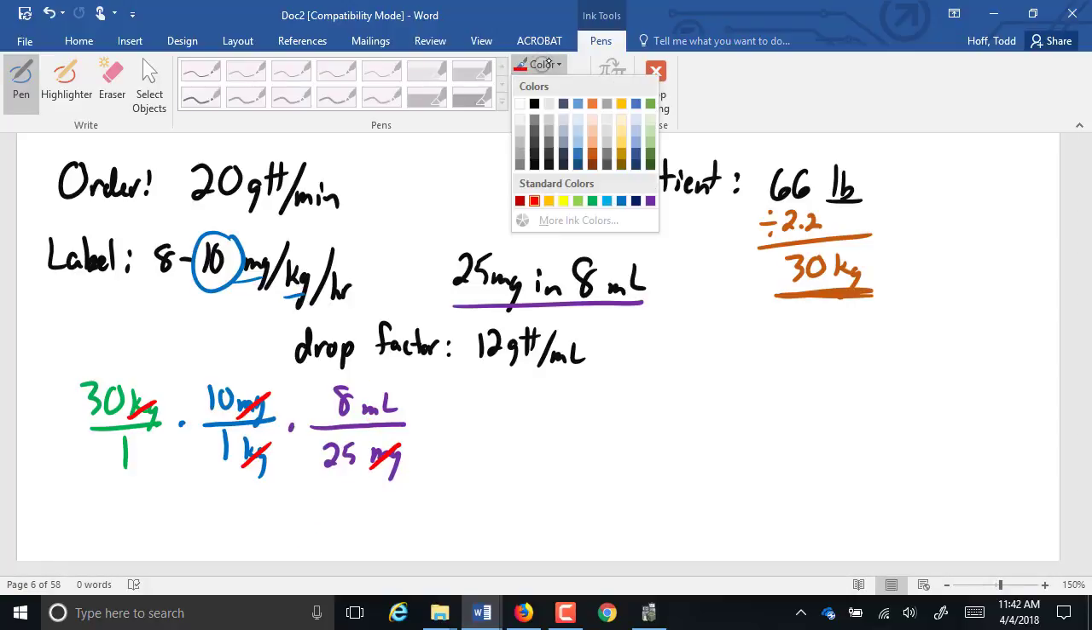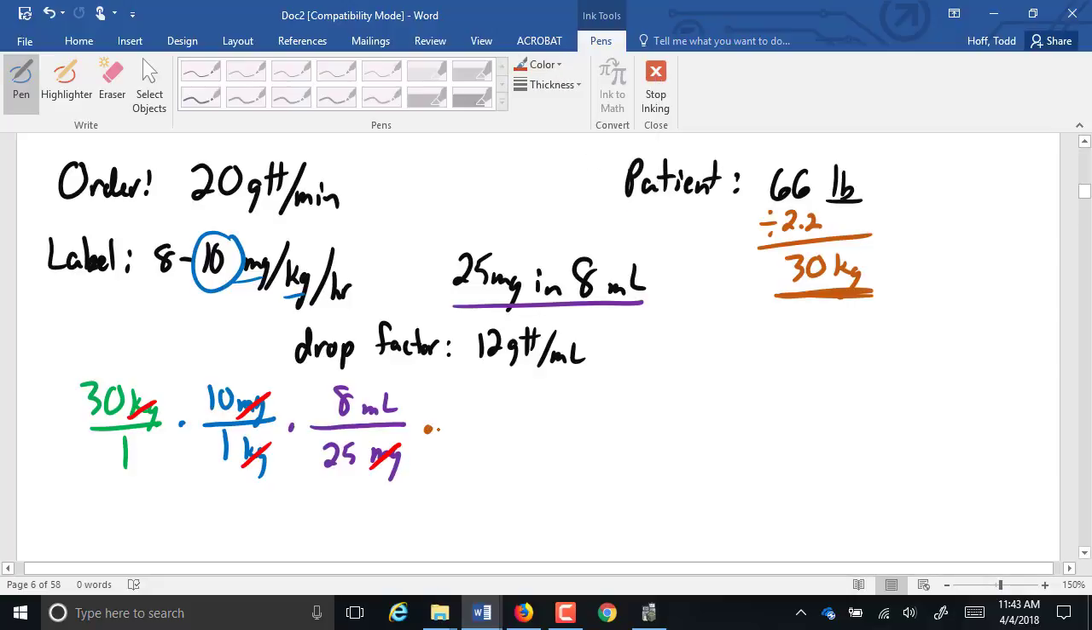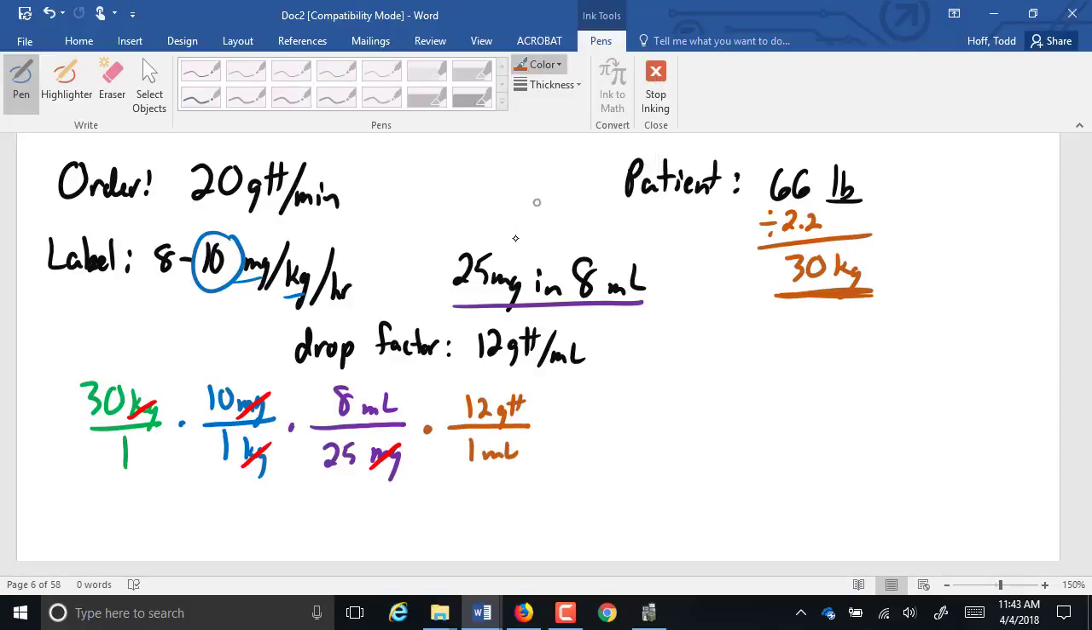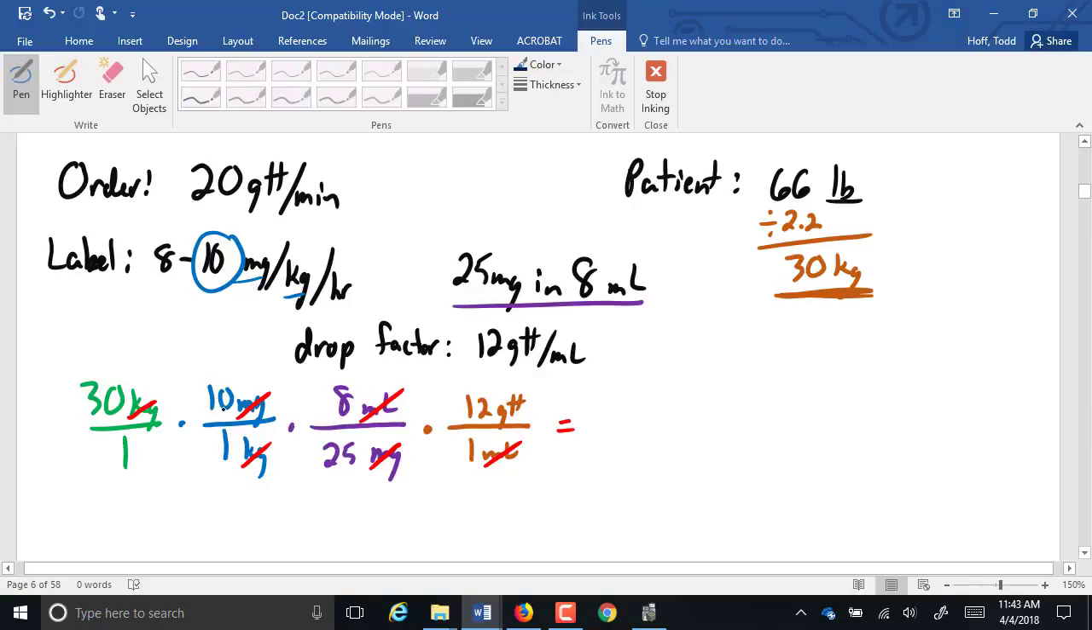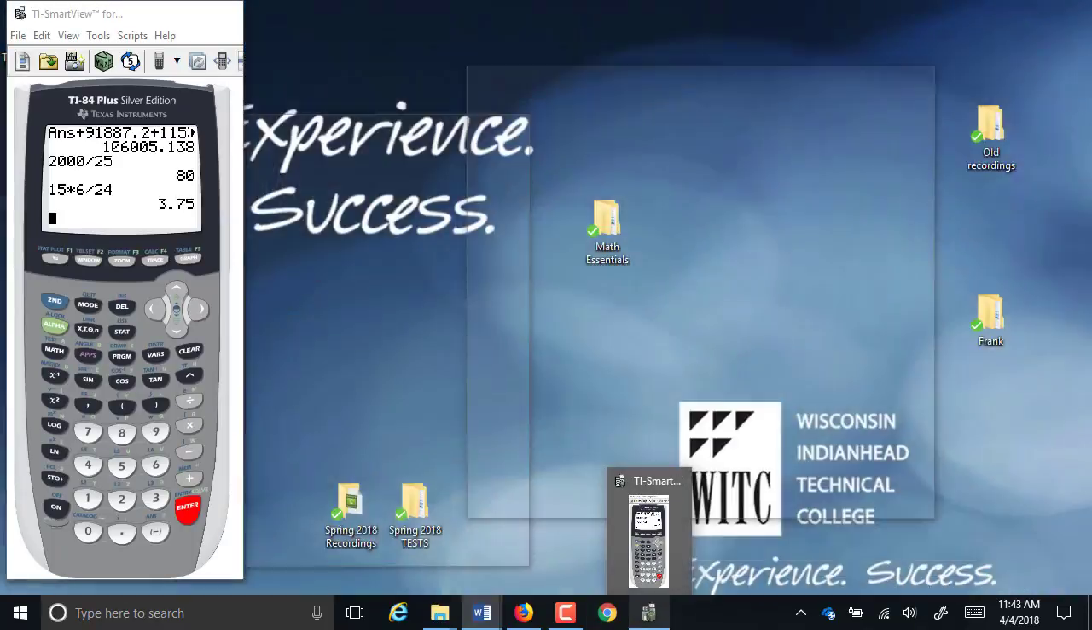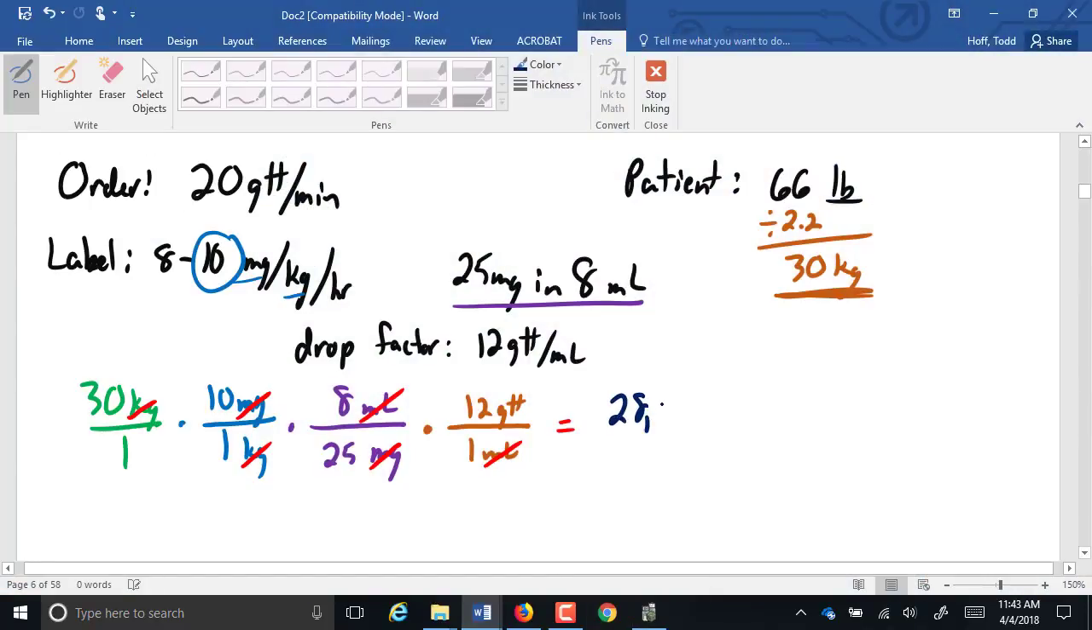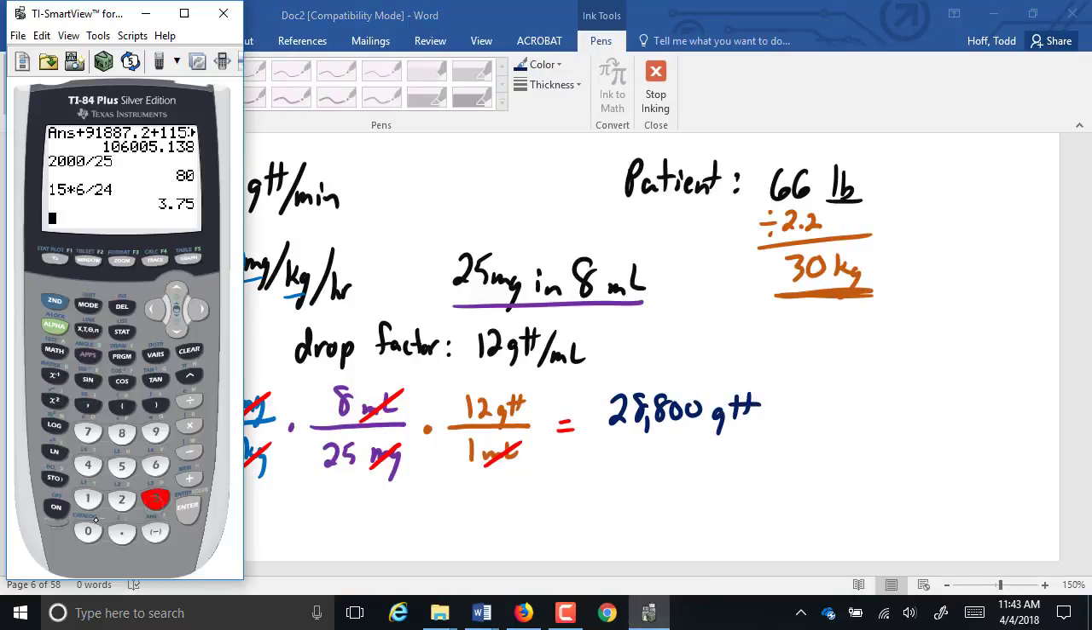We're now in milliliters. Well, this rate is given in drops per minute. Let's go ahead and convert this to drops right now. 12 drops per milliliter. So 1 milliliter on bottom, 12 drops on top. Milliliters cancel out. And let's go ahead and multiply this out. On top, we've got 30 times 10 is 300, times 8 is 2,400, times 12, I believe it's 28,800. I'm going to double check that calculation.